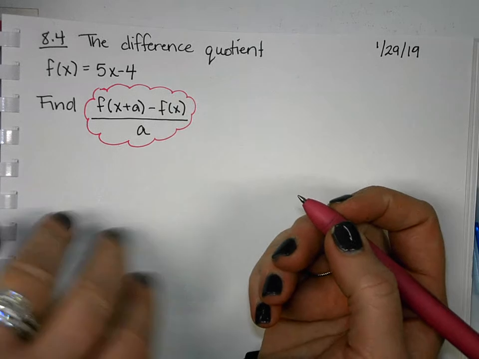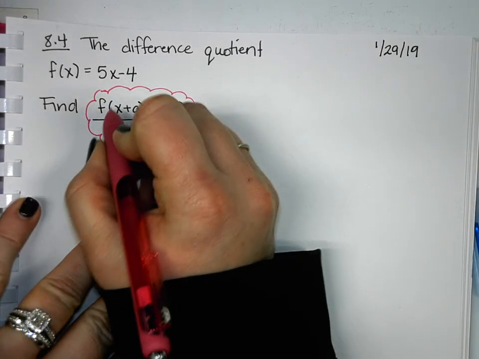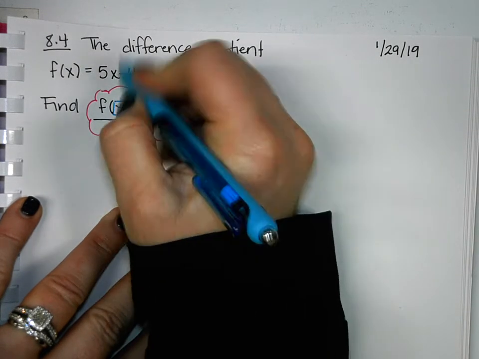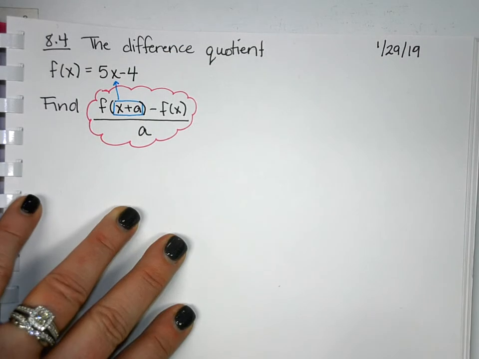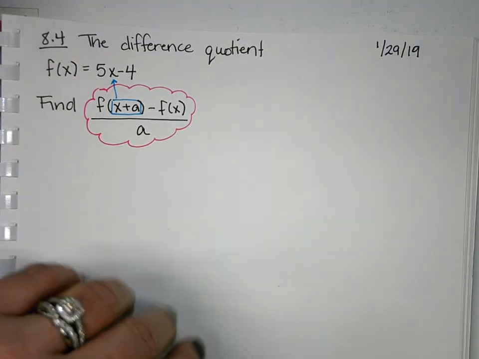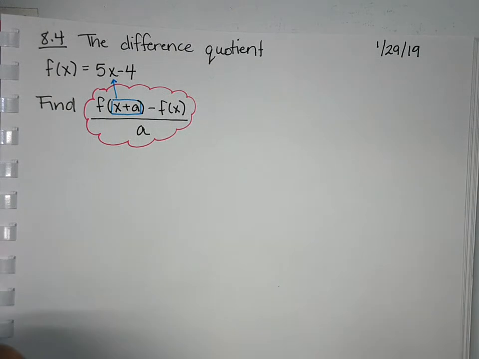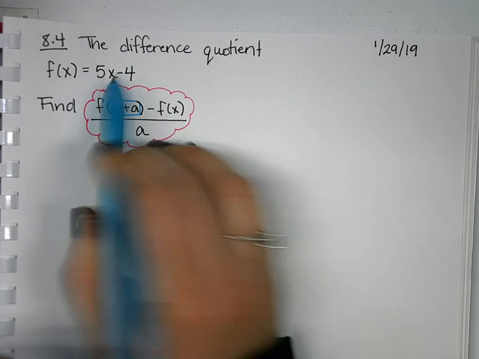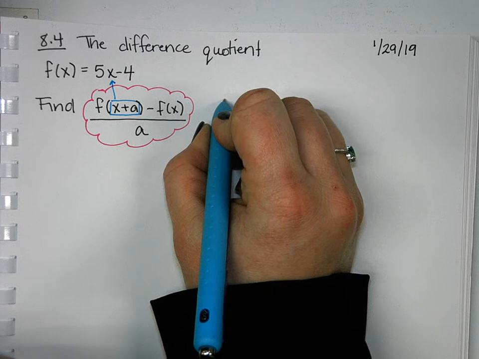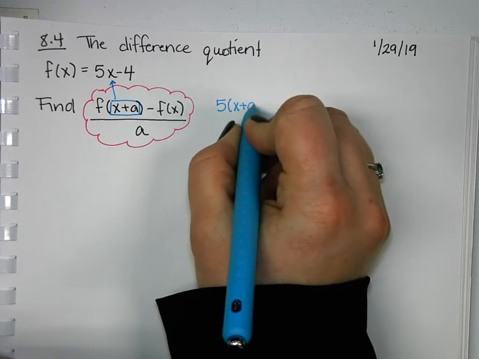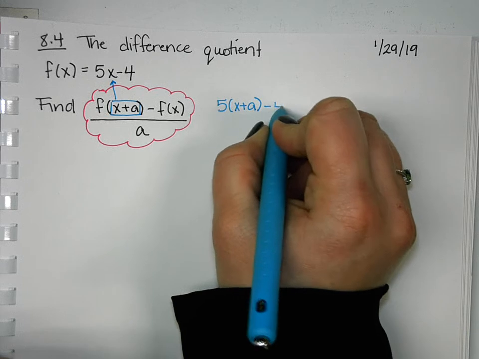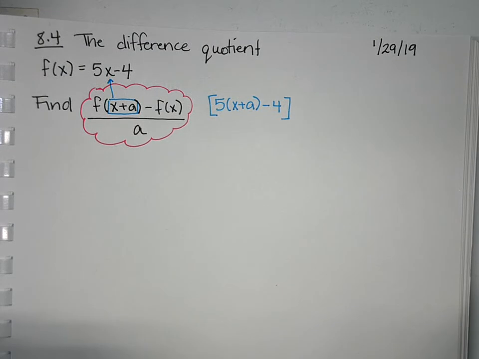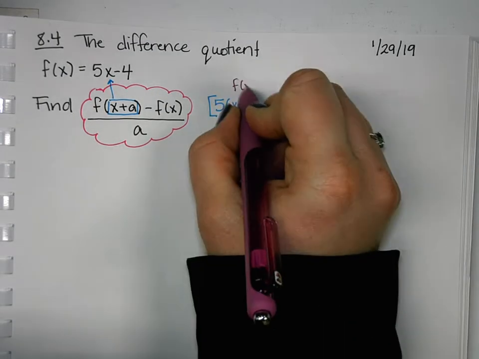So what we want to remember is that this right here, this x plus a, that's what we plug in for x when we're evaluating. It's just like if it was a number. If we said f of 2, we would plug in 2 for x and then simplify. Well, here we're doing f of this expression, so that whole expression has to go in for x. So this first part will be 5 times x plus a minus 4. All of that is f of x plus a.